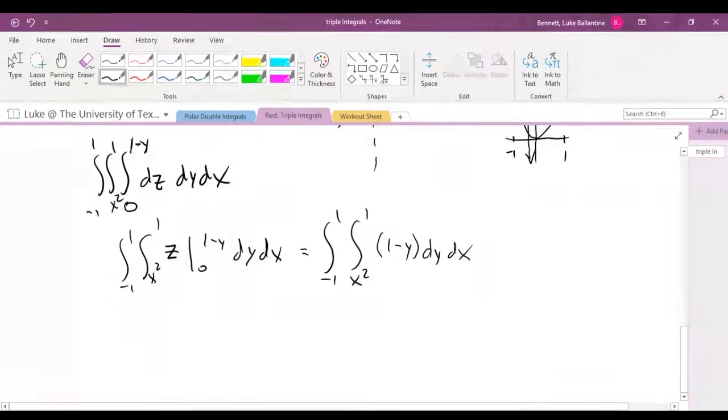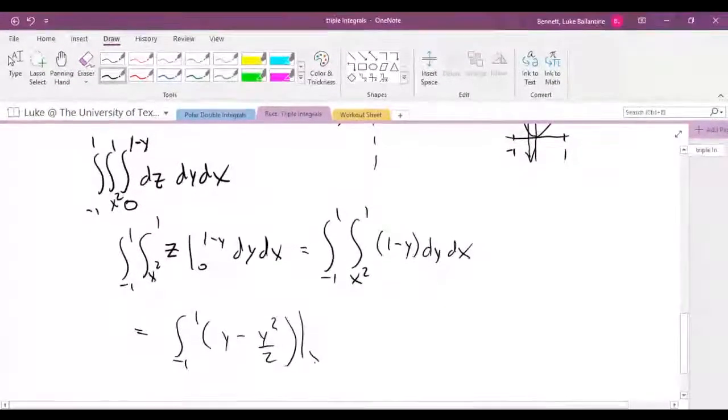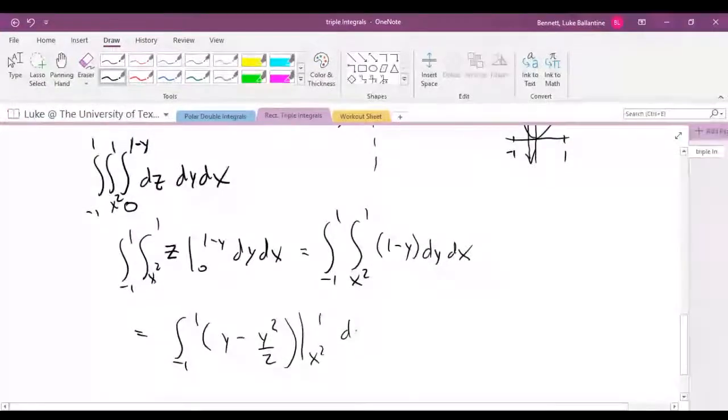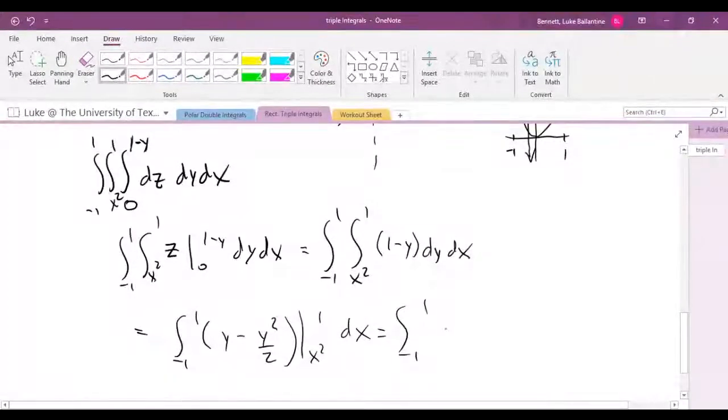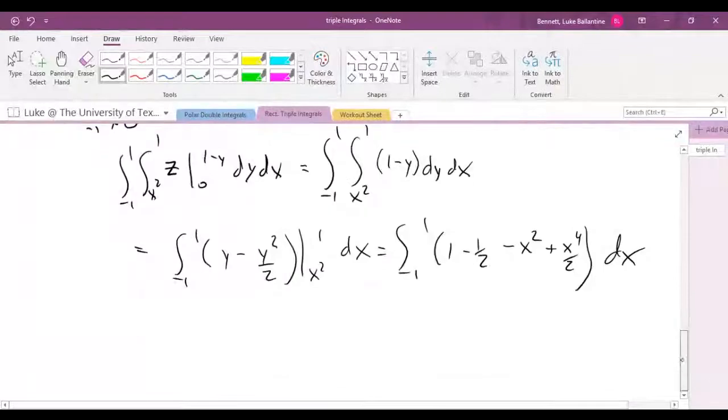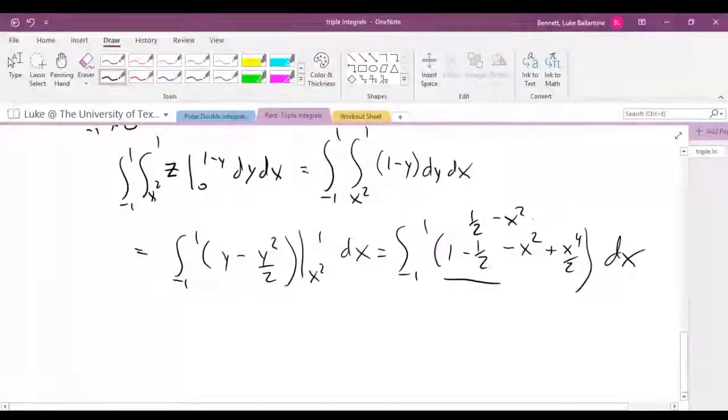Okay, so integrate y, we get the integral from -1 to 1 of y minus y squared over 2, evaluated from x squared to 1, dx. This is 1 minus 1/2, minus x squared plus x to the 4th over 2. Plugging in 1 first, and plugging in x squared, and subtracting the second part, by the fundamental theorem of calculus. This is really 1/2 minus x squared plus x to the 4th over 2.